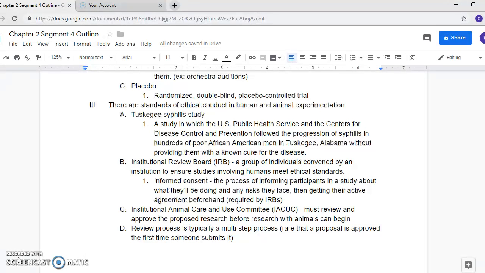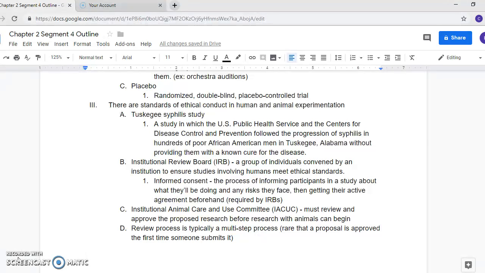with humans. So one of the most popular ones is the Institutional Review Board, or the IRB, and it's a group of individuals convened by an institution to ensure studies involving humans meet ethical standards. And one important factor of any human study that is required by IRBs is informed consent. This is a process of informing participants in a study about what they'll be doing and any risk they face, then getting their active agreement beforehand. So there's no way of tricking people or getting them into something that could potentially harm them.